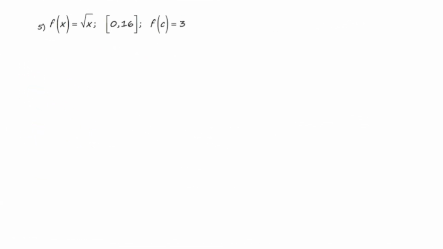For question 5, let's again see if the IVT applies, and then we'll find the value of c, if there is any, for which the function will reach a height of 3. The first thing I need to consider is whether this function is continuous from 0 to 16. If I look at the function f of x equals root x, there aren't any bad x's between 0 and 16. Every one of those values is in the domain of the function. So there aren't any continuity issues between 0 and 16.